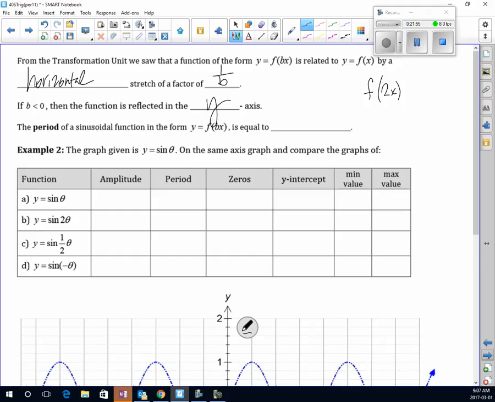1 pi, right? I'll change this to a 3. If my normal period is 2 pi and now it's f of 3x, what would my new period be? 2 pi over 3, yeah. So guess what it's equal to? 2 pi divided by whatever your b is. Yes. Okay, and it's absolute value because, again, the period is a length. So it doesn't matter if b is positive or negative. It's still going to be positive.